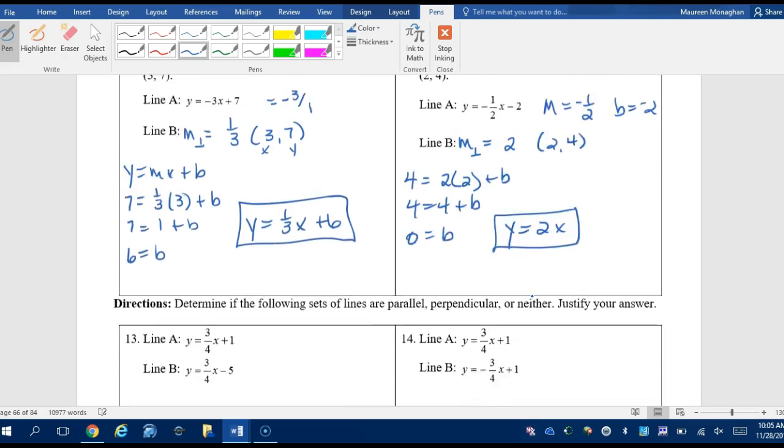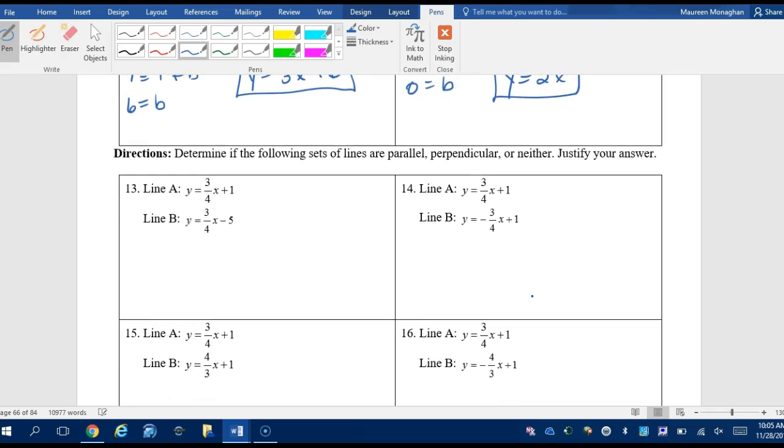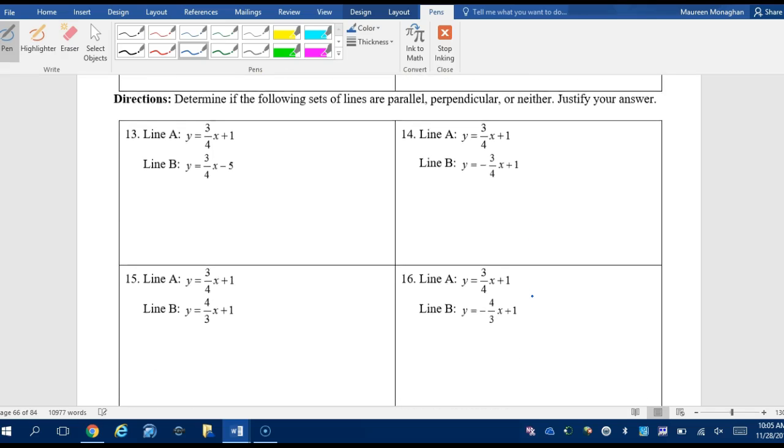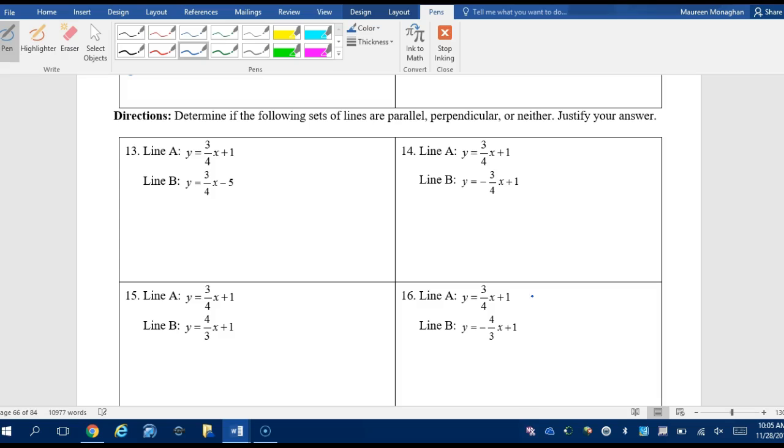The following, determine if the following sets are parallel, perpendicular, or neither. All right, let's take a look. This slope is 3/4. This slope is 3/4. That means they're parallel. Same slope. This slope is 3/4. This slope is negative 3/4. Neither. They didn't flip. They only changed the sign.